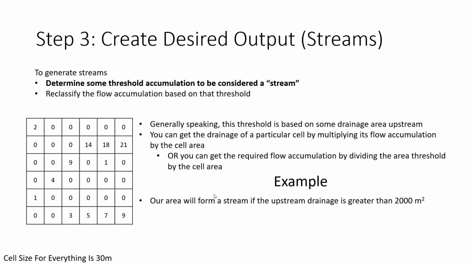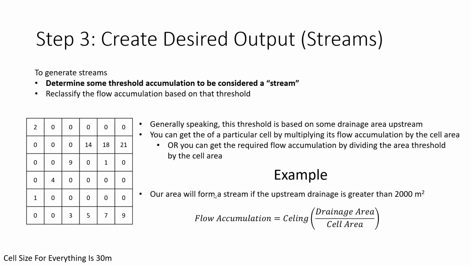So what we need to do is take this drainage area concept and convert that to essentially the number of cells that would have to flow. If you think about it, the number of cells that have to flow into a cell, that's flow accumulation. And so we can figure out what our flow accumulation would be by taking the drainage area, that threshold that we came up with, and dividing it by the area of a single cell in the data set. Okay. And then because you can't have half cells, we would just take the ceiling.